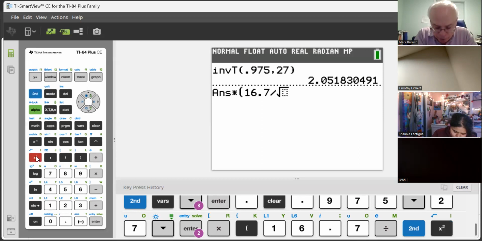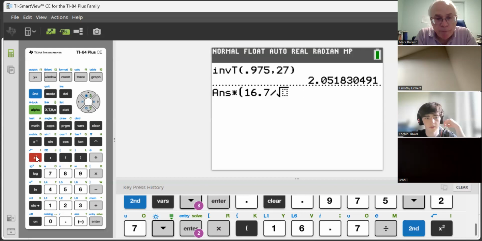And what are we going to put inside the square root? The sample size. What is that in this case? Actually, you could see right above this, when I did inverse t, the degrees of freedom is 27. So if you didn't remember, what must be the sample size? It's 28. It's one more than that.